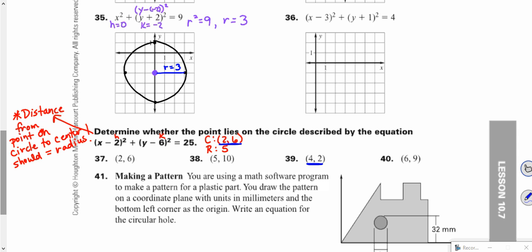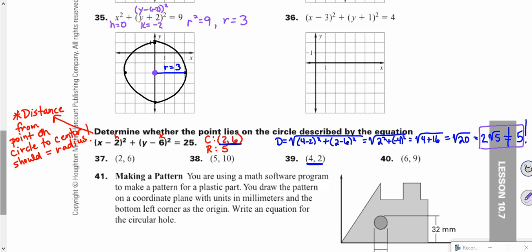Okay, so let's figure out what the distance is. Distance should be the square root of (4 minus 2) squared plus (2 minus 6) squared. Well, that is the square root of 2 squared plus -4 squared. Well, that is 4 plus 16, which is root 20. Root 20 is 2 root 5. That does not equal 5. Okay? 2 root 5 does not equal 5.